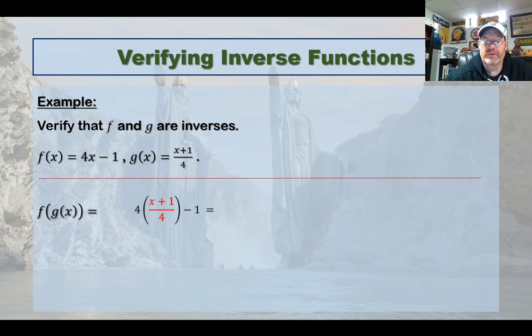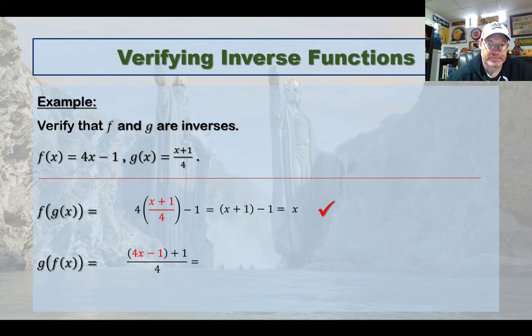And all that happens is those 4's cancel each other out, leaving you with x plus 1 minus 1, which is just x, which is what we want. Now we're going to take g of f, we're going to take 4x minus 1 and plug it in for x in the g function. We have minus 1 plus 1, which gives us 4x over 4. 4's cancel, leaving us with x. So we have therefore verified that those two functions, f and g, are in fact inverses. That's all it takes to verify that two things are inverses.